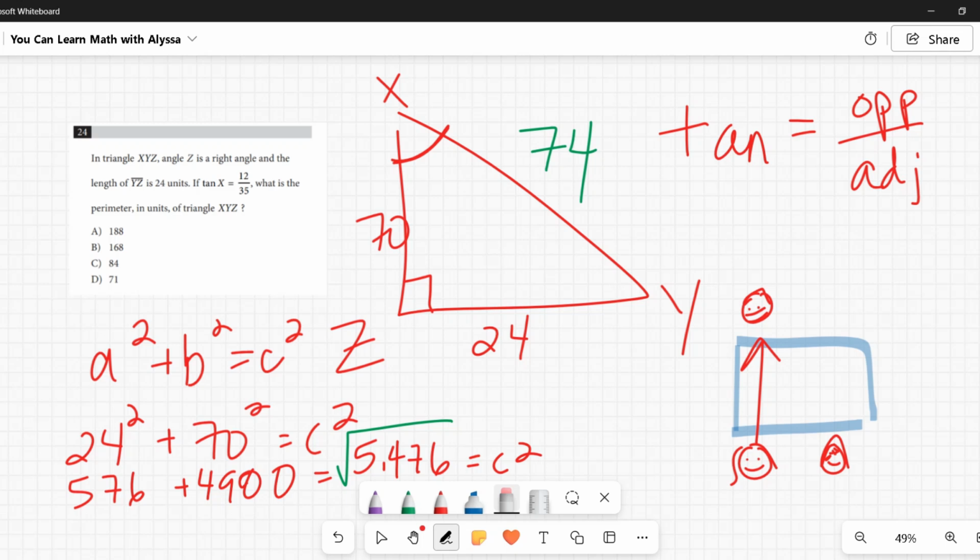Okay, now we have our three sides of this clearly not drawn to scale triangle. Perimeter is just adding the lengths of those sides together. So if I add these three sides together, 70 plus 74 is 144. 144 plus 24 is 168. And that is my perimeter of these, and that is B. That's my answer. So a lot of different concepts. We've got the tangent, we've got similar triangles, those ratios, Pythagorean theorem, and perimeter all in one, but that's our answer, B, 168.